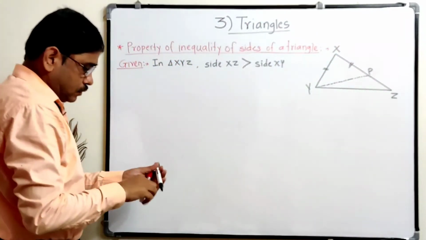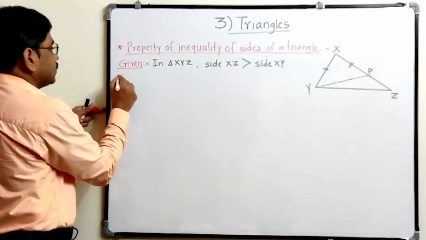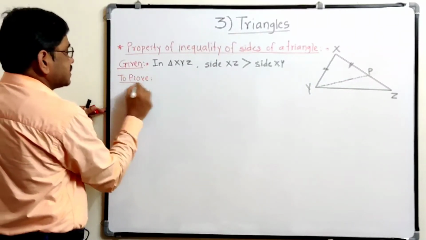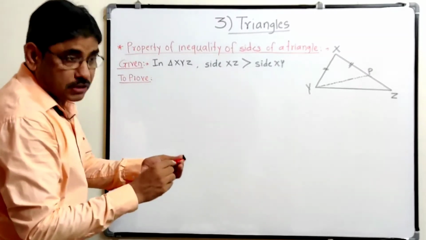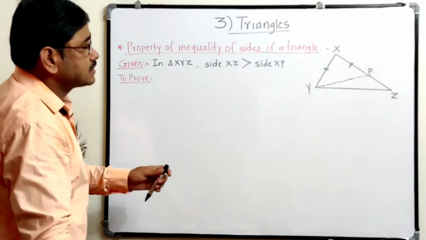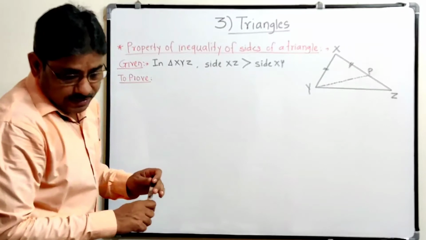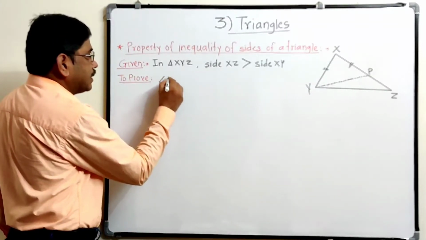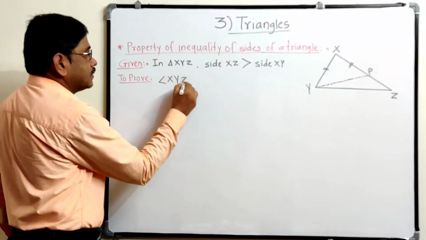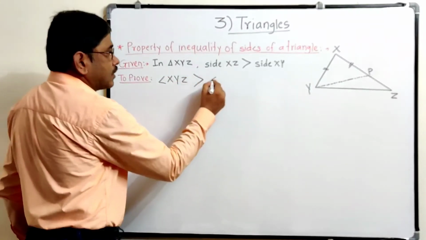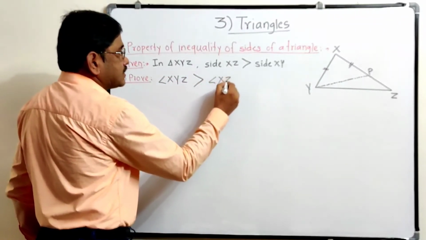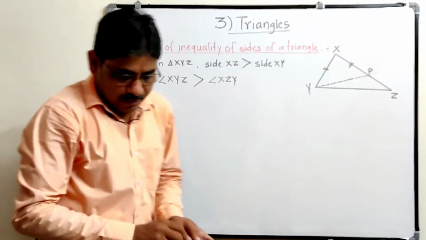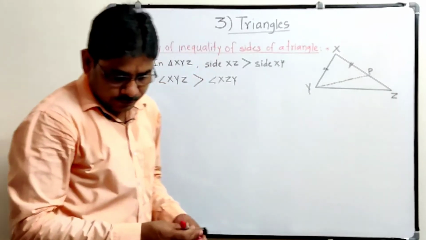Then what do we have to prove? To prove: the angle opposite to the greater side is greater. That means which angle is opposite to the greater one? Here this is the angle XYZ which is opposite to the greater side. Therefore what we have to prove? Angle XYZ is greater than angle XZY which is opposite to the smaller side. ये हम लोग को यहाँ पे प्रूव करना है. कंस्ट्रक्शन दिया है.